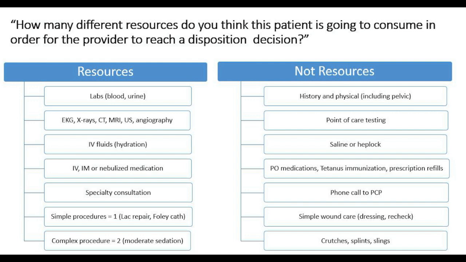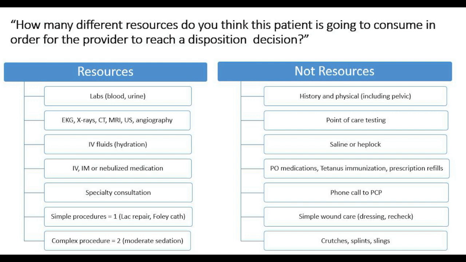So in order to determine whether the patient is an ESI 3 versus 4 versus 5, we want to count how many resources it is going to take for this patient to have a disposition made. This is where nursing experience is very important, because they will recall what is typically done for a patient who presents with this type of complaint.